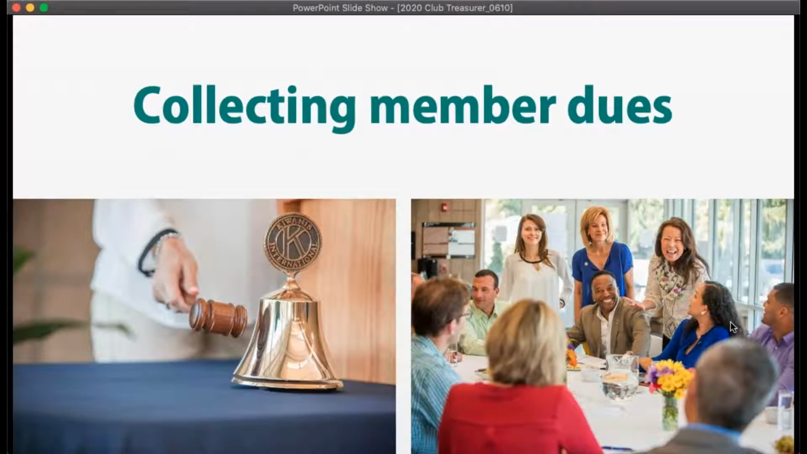We've talked a lot about member dues and what they consist of, but how's the best way to go about collecting them? Collecting them does not have to be a grueling process, though, if everyone knows what to expect up front.